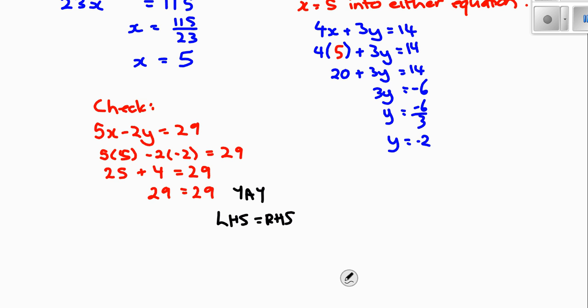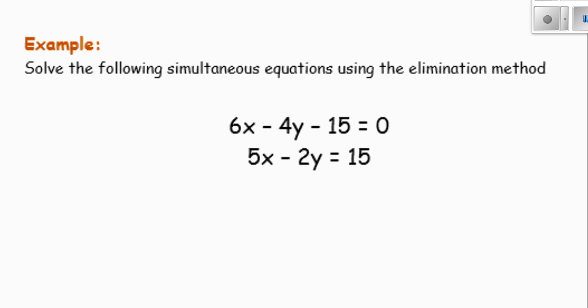So don't forget to write your final answer as coordinates, which I forgot to do in the first one. And yay, there we go. Time for one more quick one.